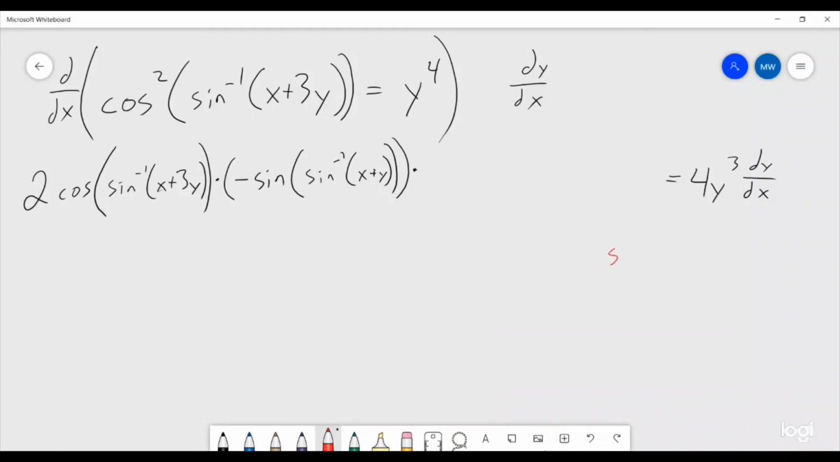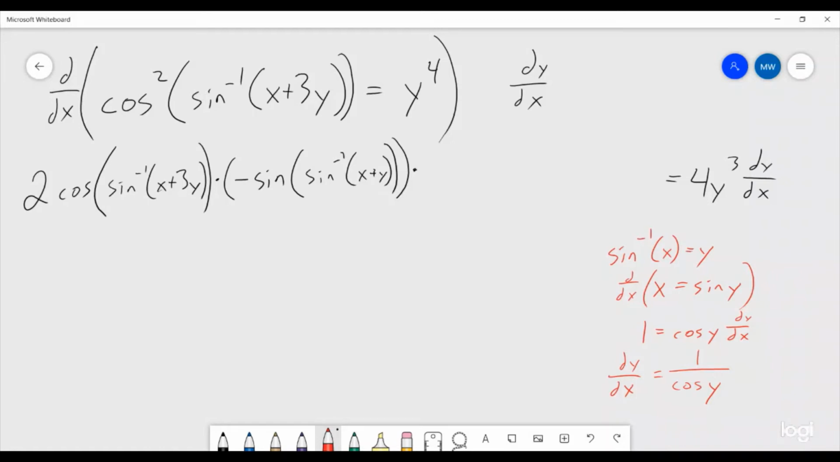So if we have inverse sine of x equals y, then that means that x equals sine of y. So if we take the derivative of both sides, that's going to give us 1 equals cosine of y times dy/dx. So dy/dx is equal to 1 over cosine of y.